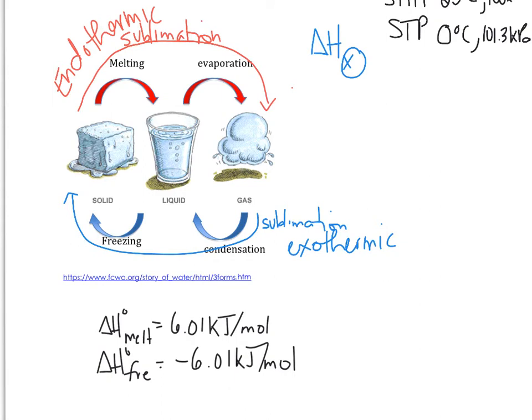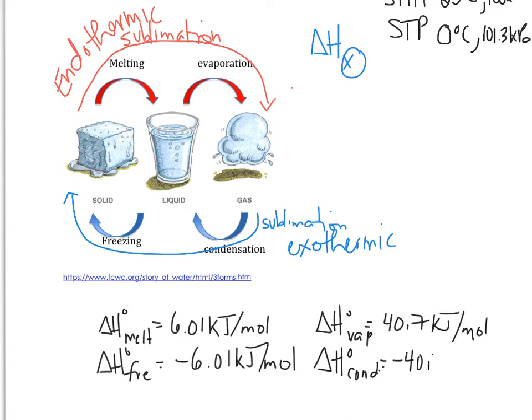Just in case you were curious, the enthalpy change for vaporization or evaporating is 40.7 kilojoules per mole. It takes energy to vaporize a liquid, and the energy released when that same quantity of gas condenses into a liquid, 40.7 kilojoules per mole of energy is released.